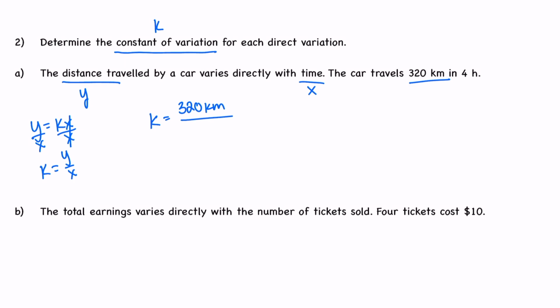And our x is our time, so 4 hours. So k is equal to 320 divided by 4, which is equal to 80. We ignore our units here because this is the constant of proportionality, and we typically don't include the units in our equation. And we can check to see if this is correct by writing an equation and then plugging in 4 for our x and seeing if we get 320 for our y.